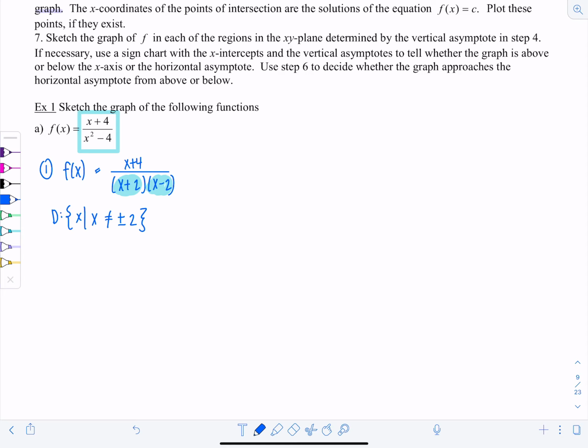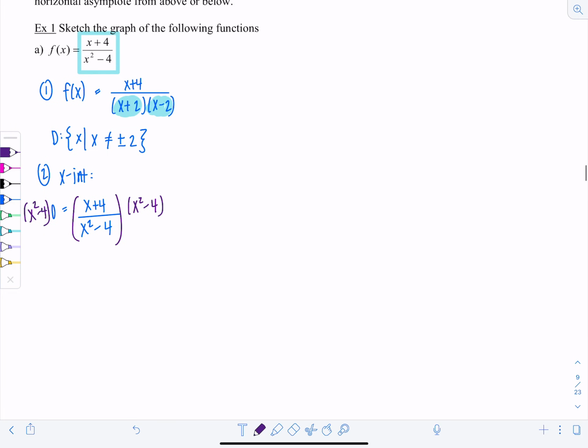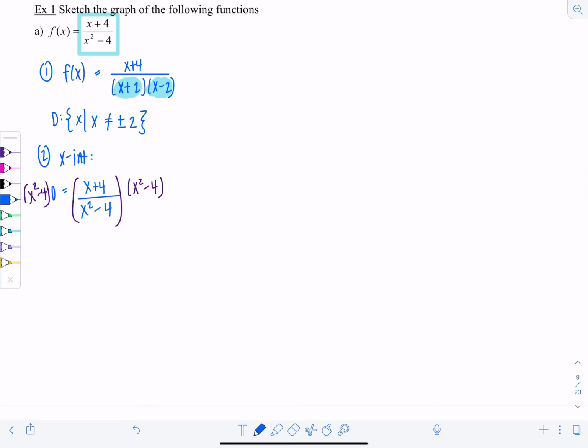Let's find the x-intercepts. So x-intercepts come from setting f of x equal to 0. So 0 equals x plus 4 over x squared minus 4. And to solve this equation, the next step would be to clear out the denominator, right? So I'd multiply both sides by x squared minus 4. And I want you to notice something that happens in the next step. I have 0 on the left-hand side because 0 times x squared minus 4 is just going to be 0. And then I have x plus 4 on the right-hand side.